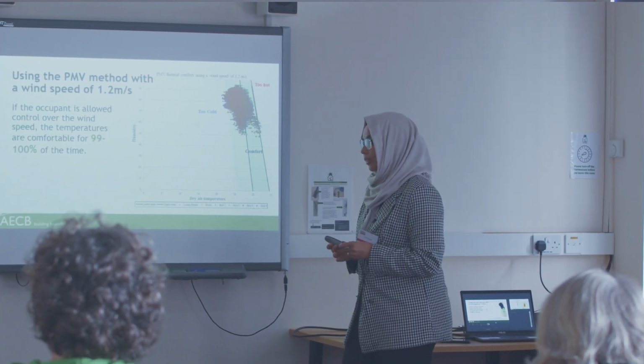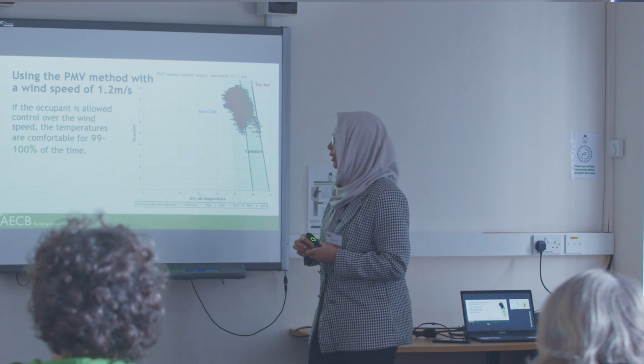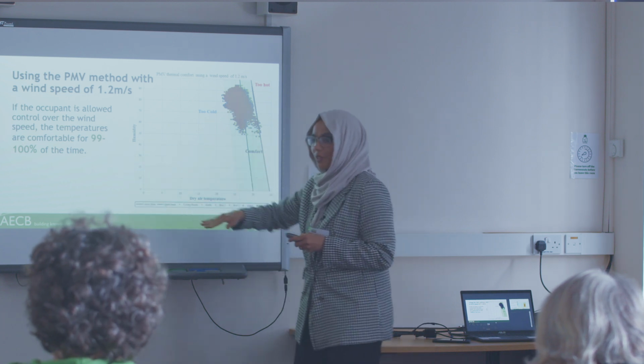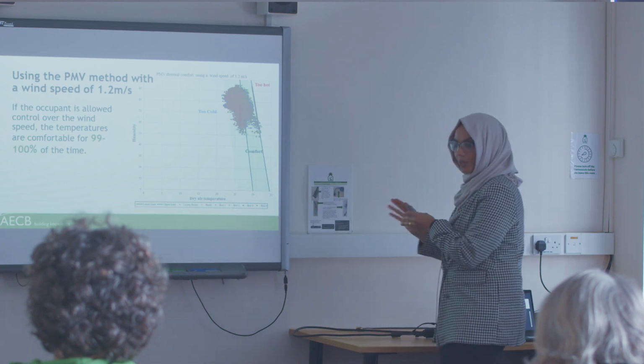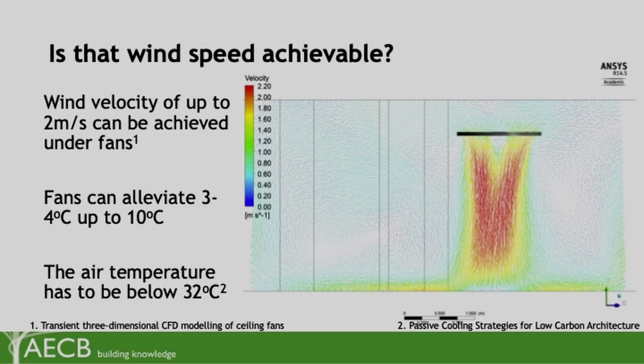So the best solution, they're not fitted yet, was Venetian blinds. Yeah. So if we do that, the comfort reaches 99 to 100% of the time, just by changing the wind speed. That's all we have to change. So can that be achieved by fans?